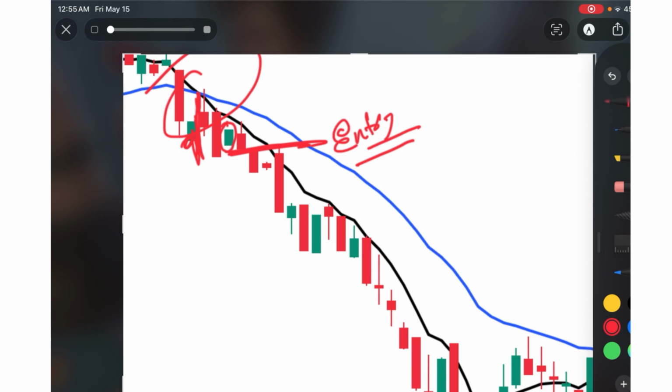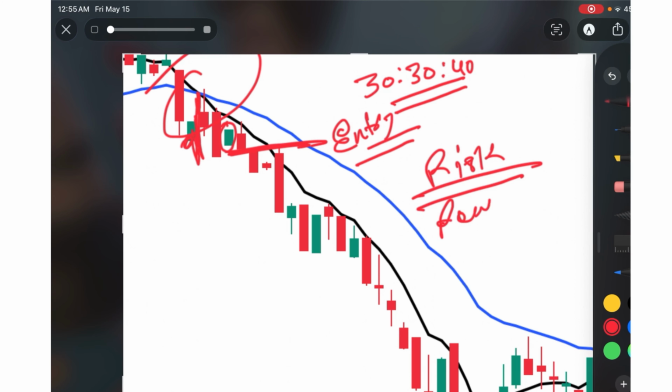All right, if you want to know how to manage your entry, I've shown in that video how you can manage your risk and how you can increase your reward. So our entry is made here. Now the question is, where should we place the stop loss? We need to place it above the 21 EMA here.